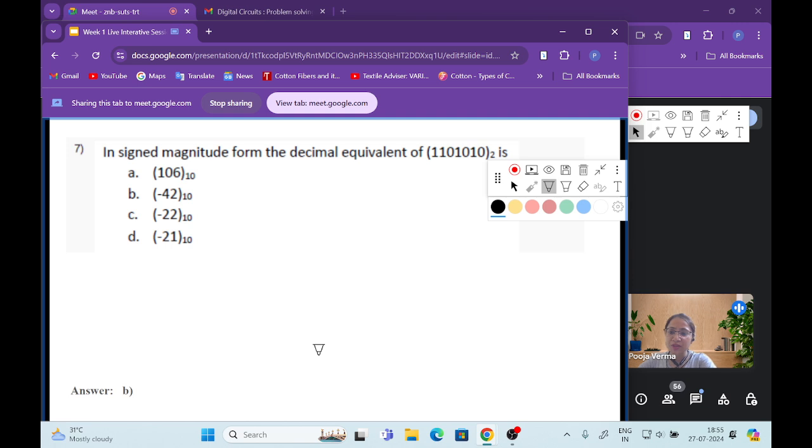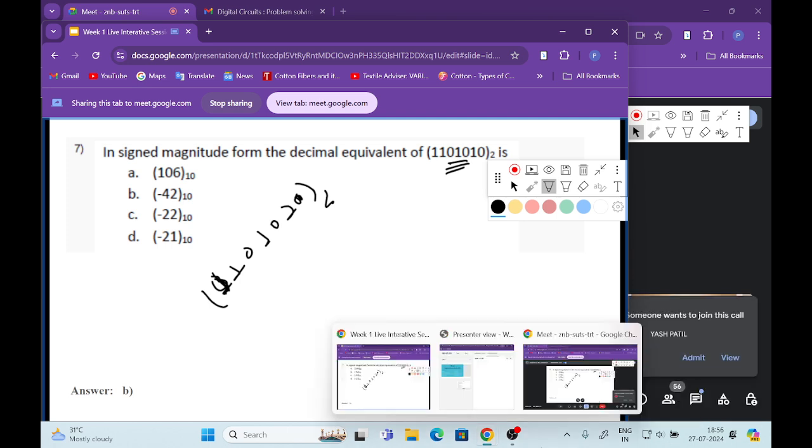Next, question number 7: in sign magnitude, what is the decimal equivalent of this binary number? Okay, so what is the number? 1 1 0 1 0 1 0. From here we can see that the MSB is 1, that means it is a negative number. Okay, MSB is 1, so that means it is a negative number.